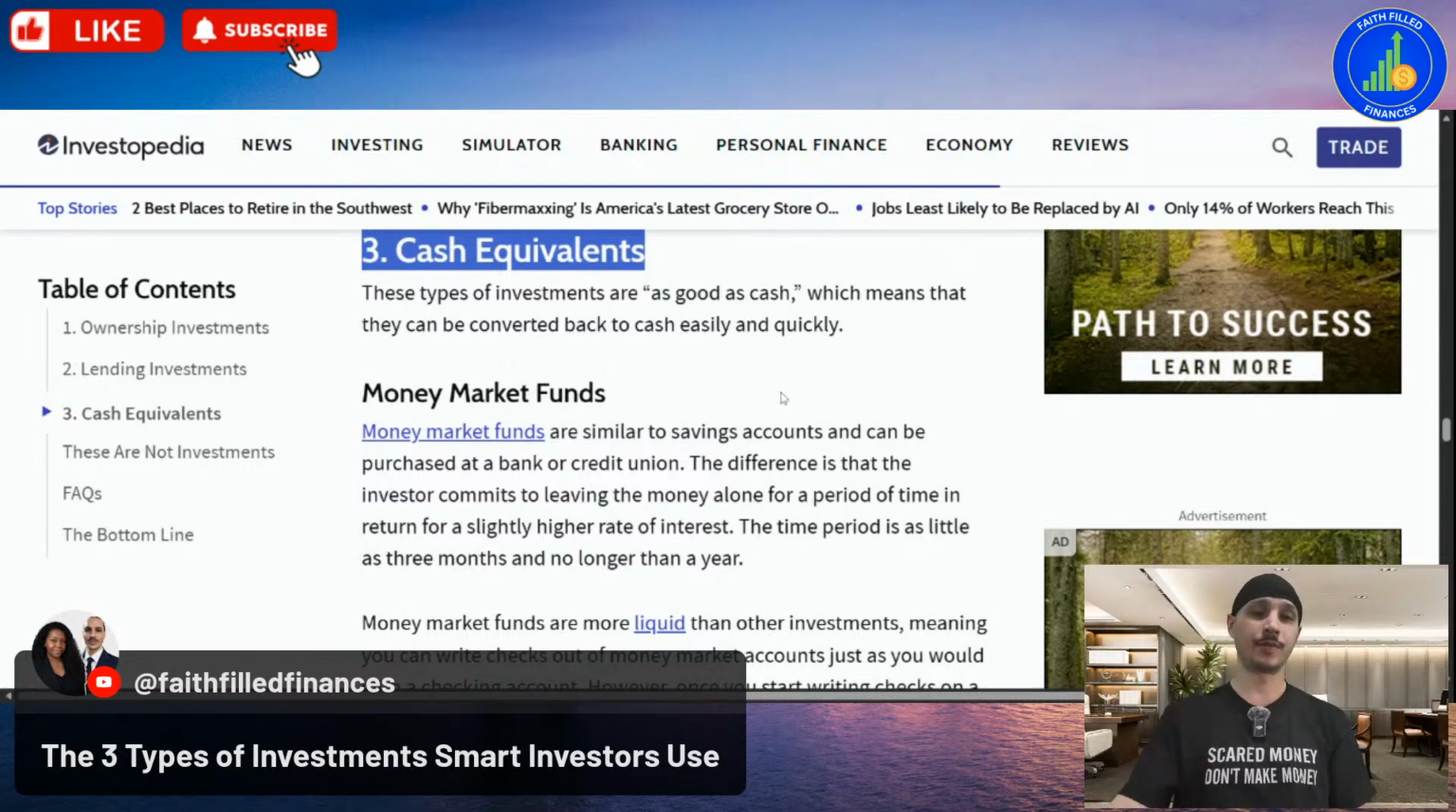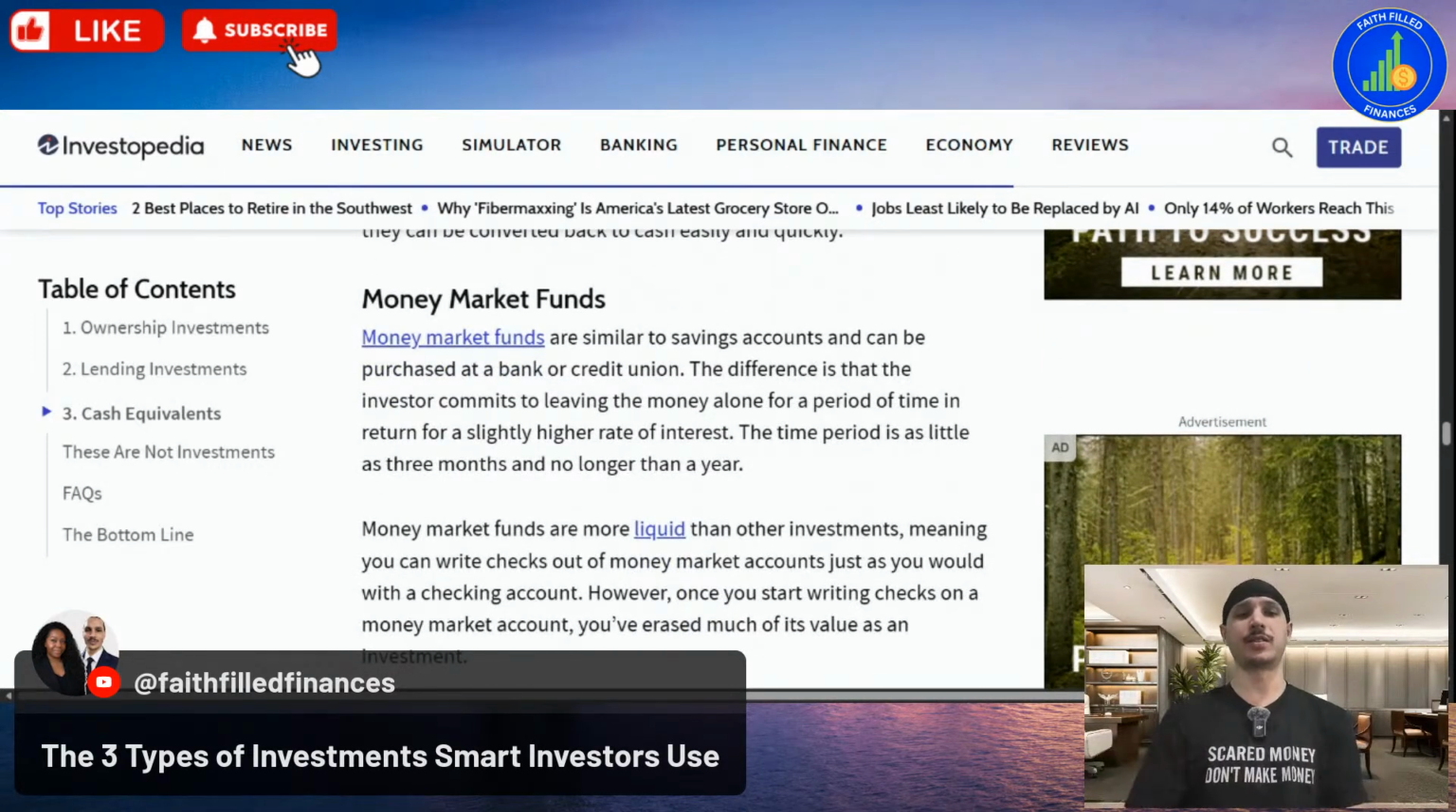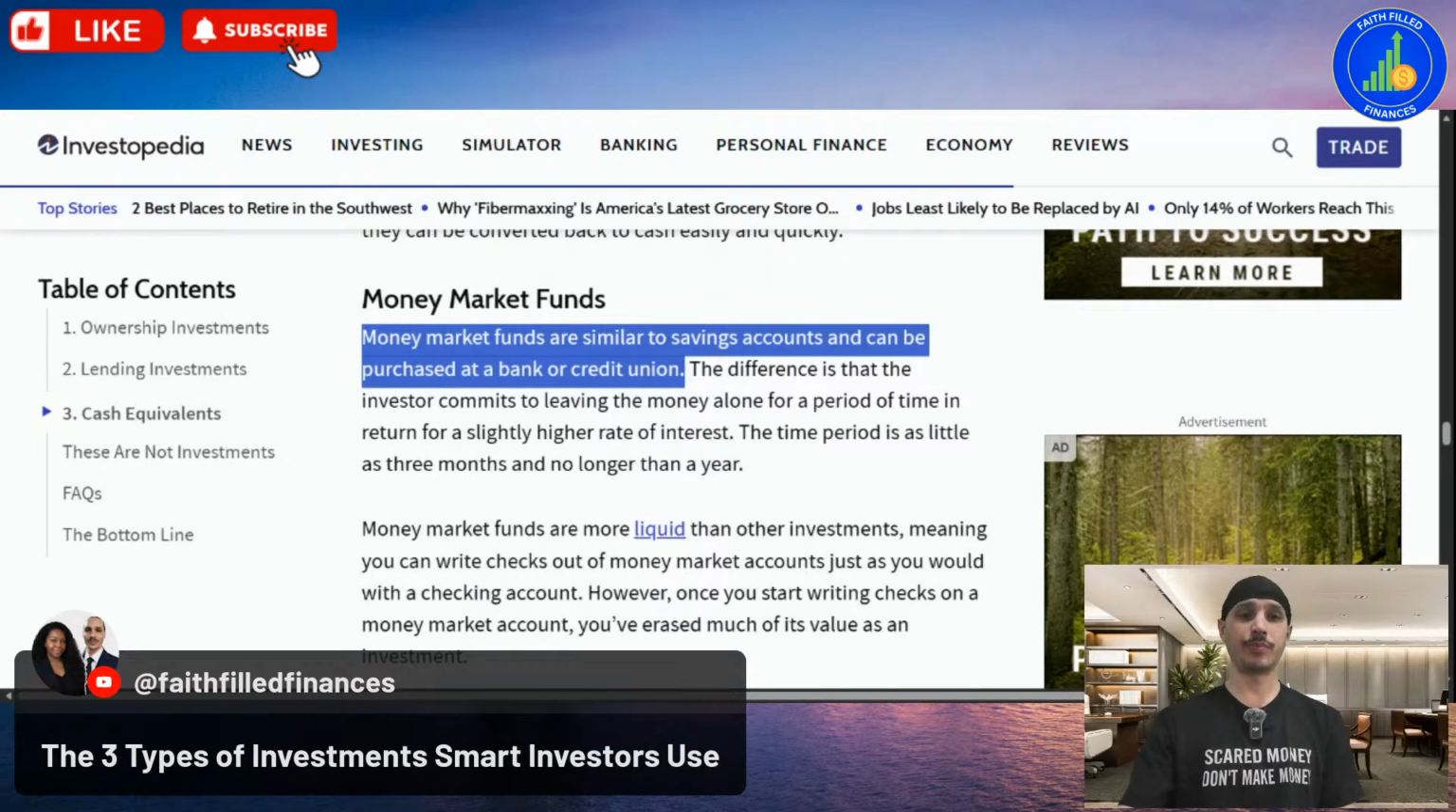Money market funds. Money market funds are similar to savings accounts and can be purchased at a bank or credit union.